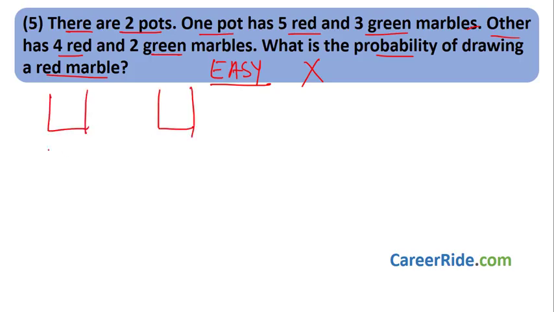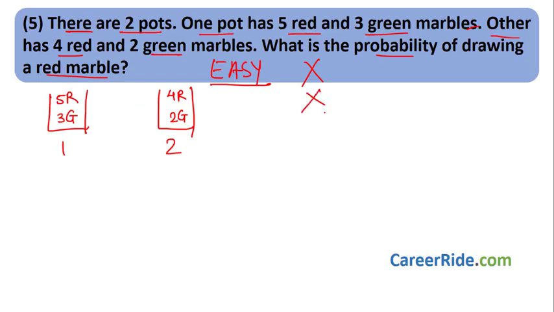Okay, 2 pots. This is the first one, this is the second one. This pot has 5 red and 3 green marbles. The second pot has 4 red and 2 green marbles, right? What is the probability of drawing a red marble? What you might do directly is add these marbles and write the probability, which is wrong.